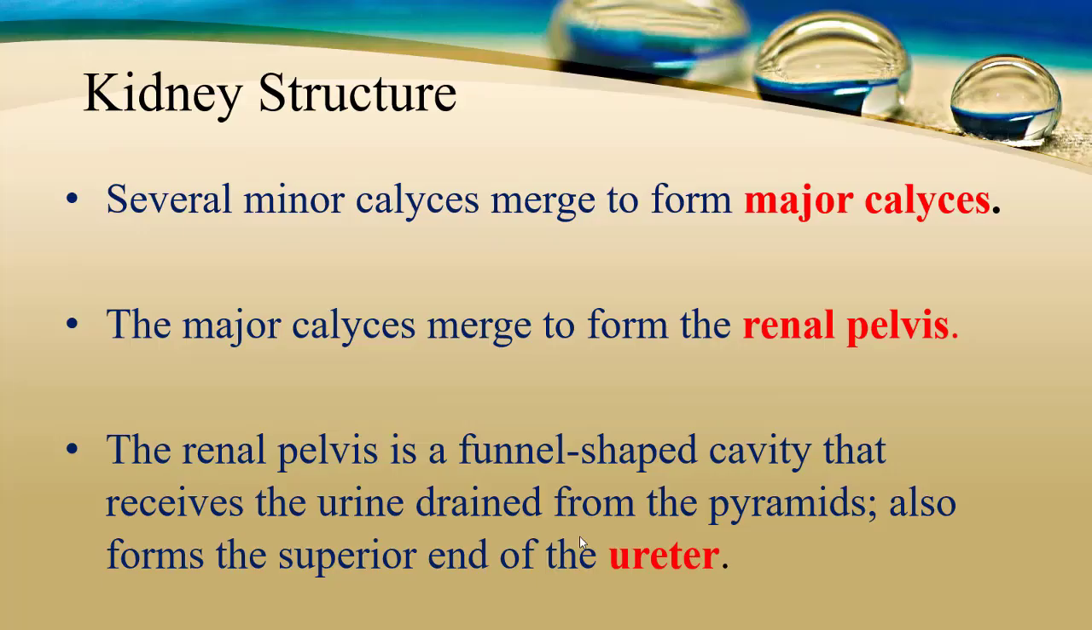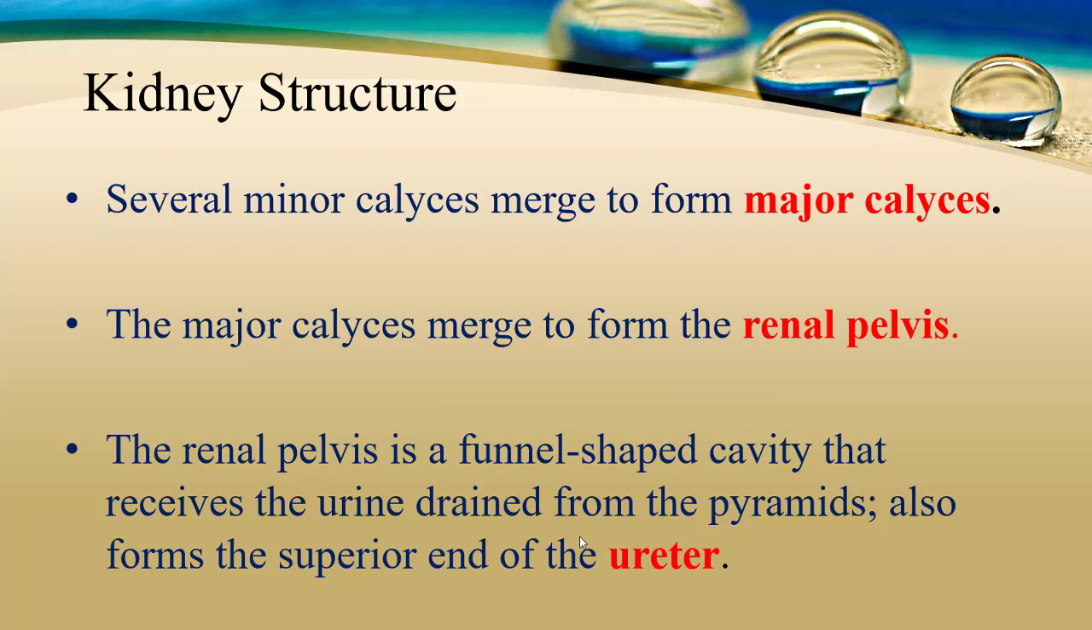Now when it comes to the calyces, there are different kinds. You have some that are smaller and then some that are larger. The smaller ones are called minor calyces. Once you have several small ones merging together, that's what will form a major calyx, or major calyces. The major calyces will merge together to form what's called a renal pelvis.